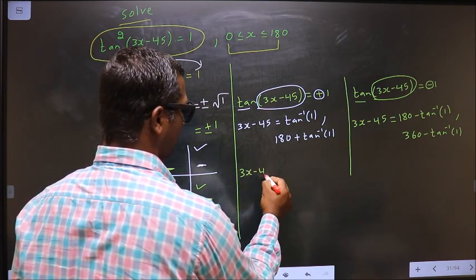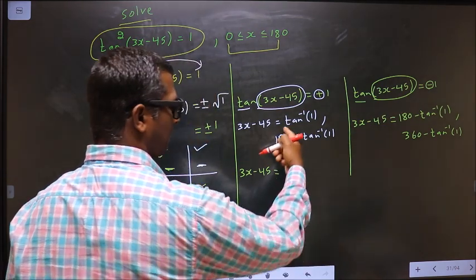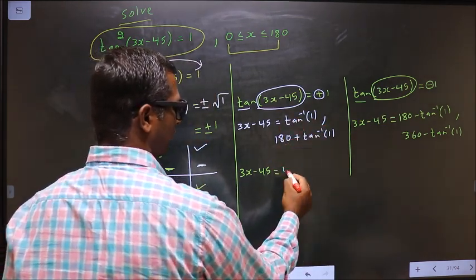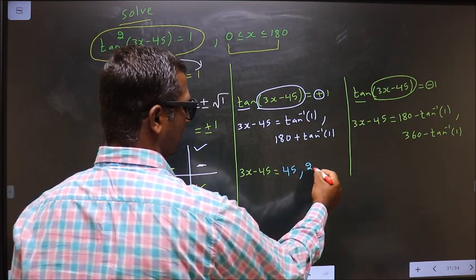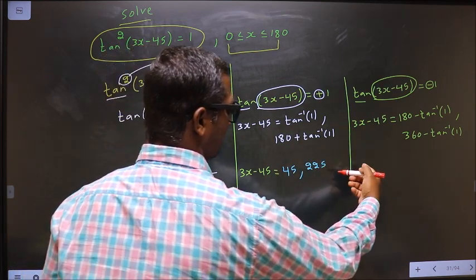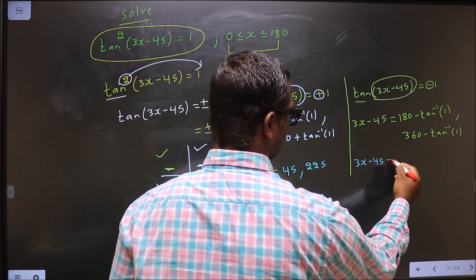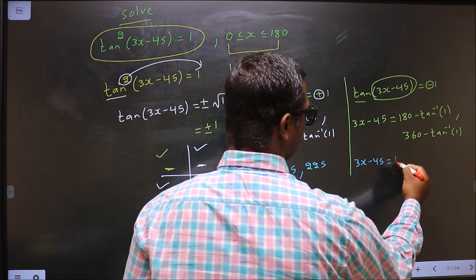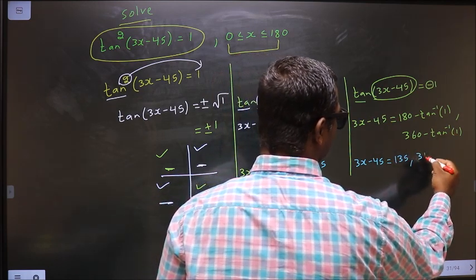Now, 3x minus 45 equal to, place this in the calculator, you get 45. Put this in the calculator, you get 225. Now here, 3x minus 45 equal to, put this in the calculator, you get 135. Calculate this, you get 315.